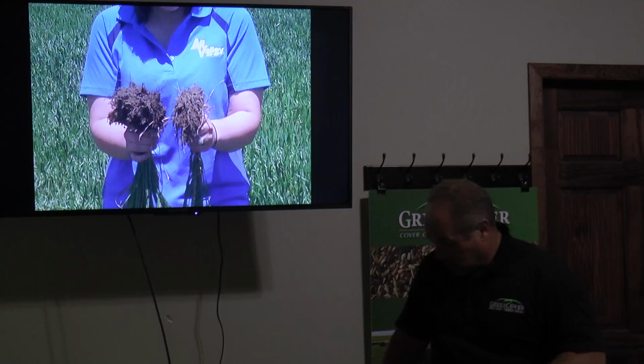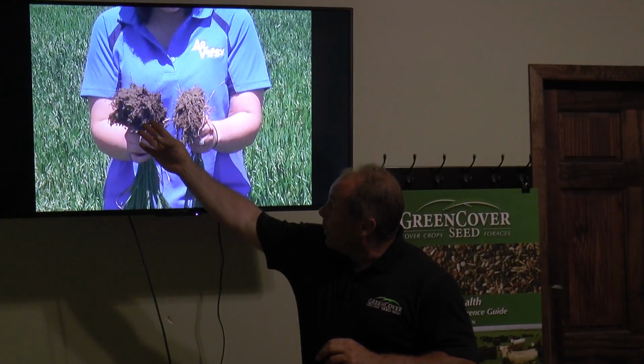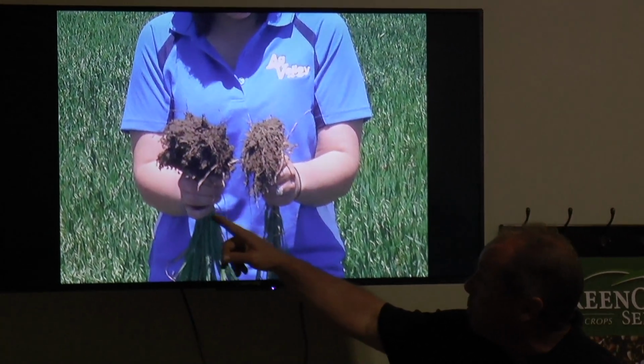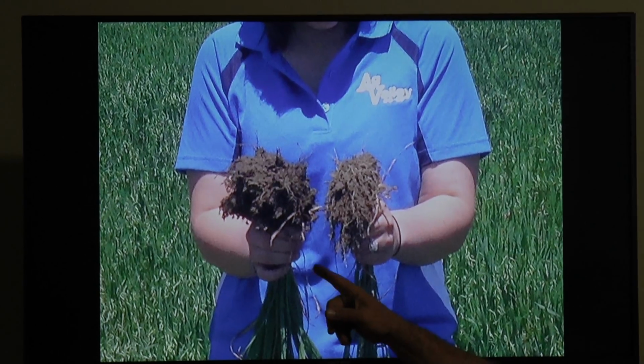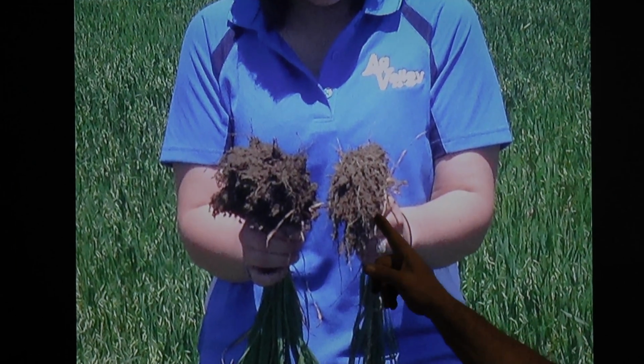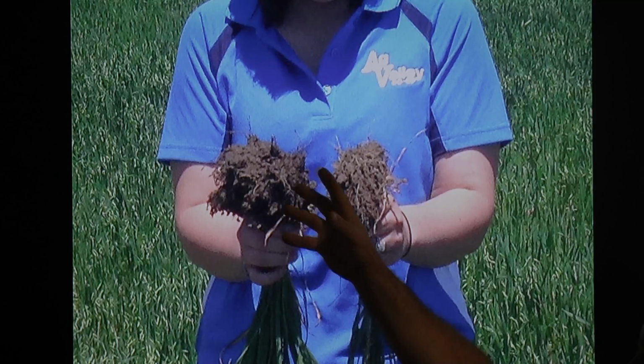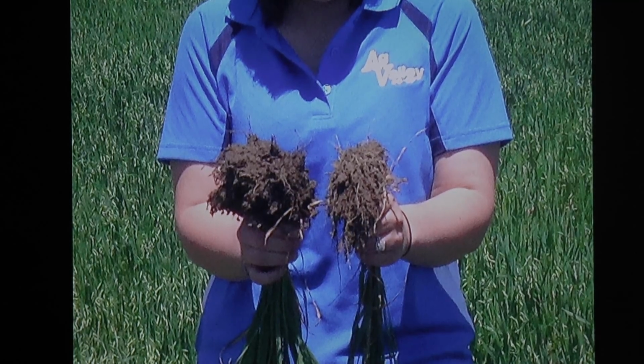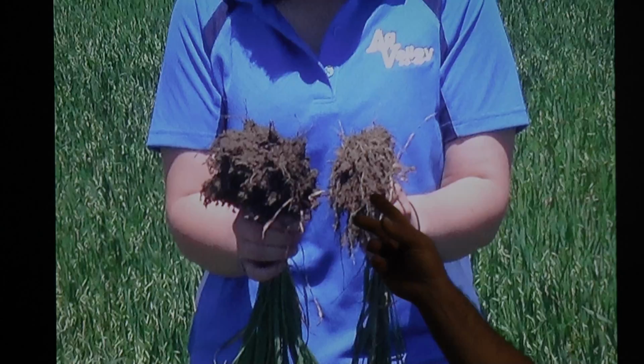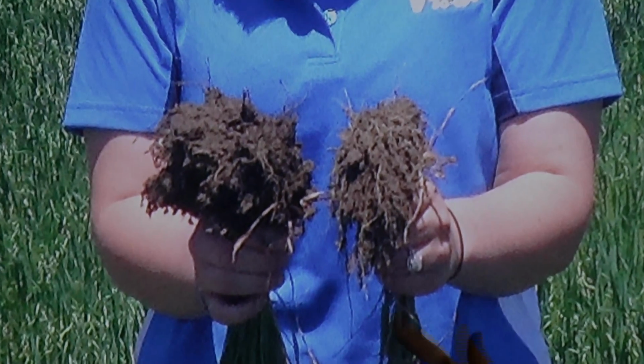Over here is an inoculated oat plant. This is taken about 75 days after planting. This one was not inoculated. Notice how much darker this is, how much better aggregated that soil is. This one just melted away. That was just falling away.